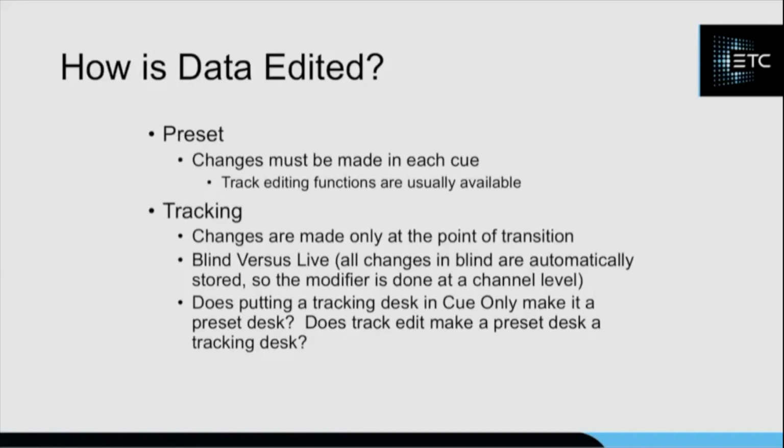In EOS, changes that you make in blind are automatically stored. Therefore, any changes that you make at channel level in blind, you have to append the queue only or track instruction that overrides whatever your setup option has been at a channel level, where when you're working in live, you do that when you hit record or update. So, I hope this is making sense.